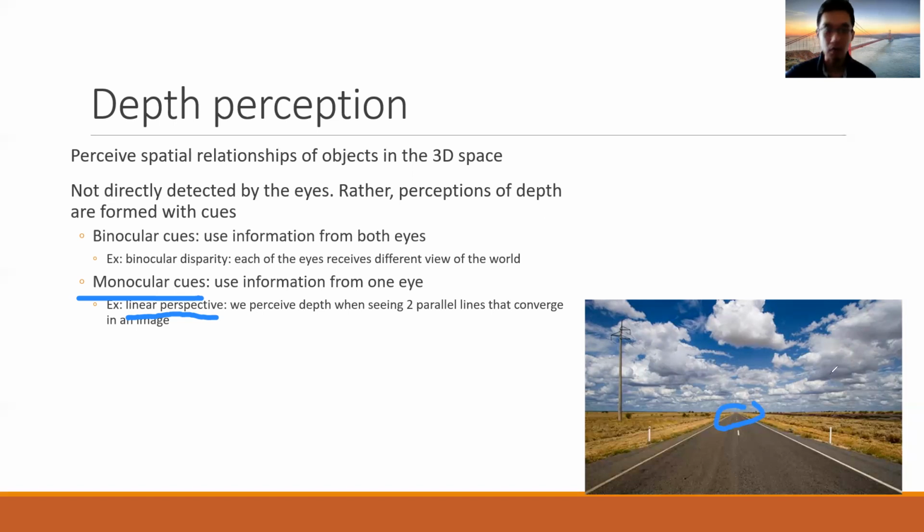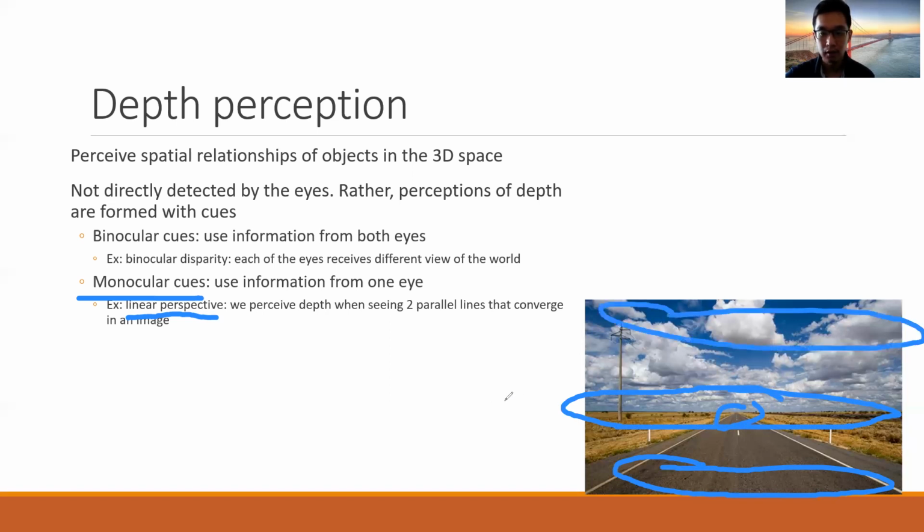So you can see that, oh, that's deep. So this part is really far away, right? This part is really near to the perspective. So this part is also very near. So far, this part is near.